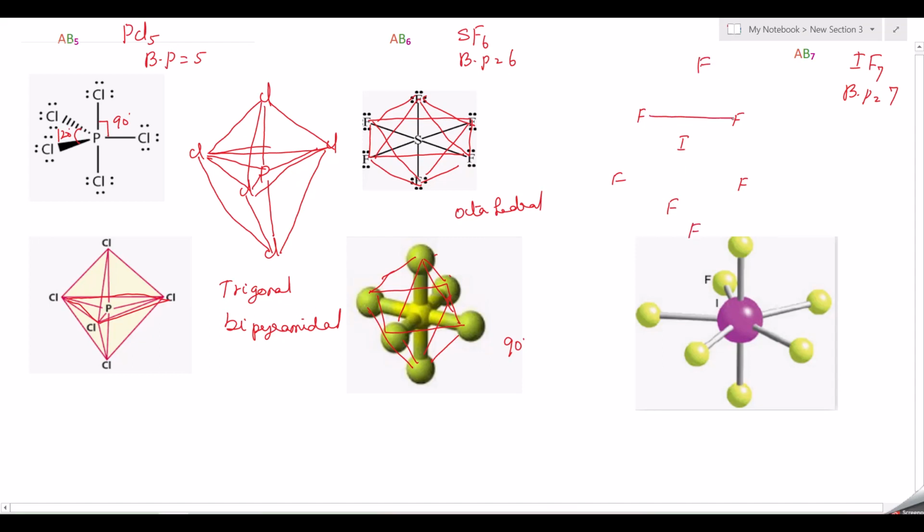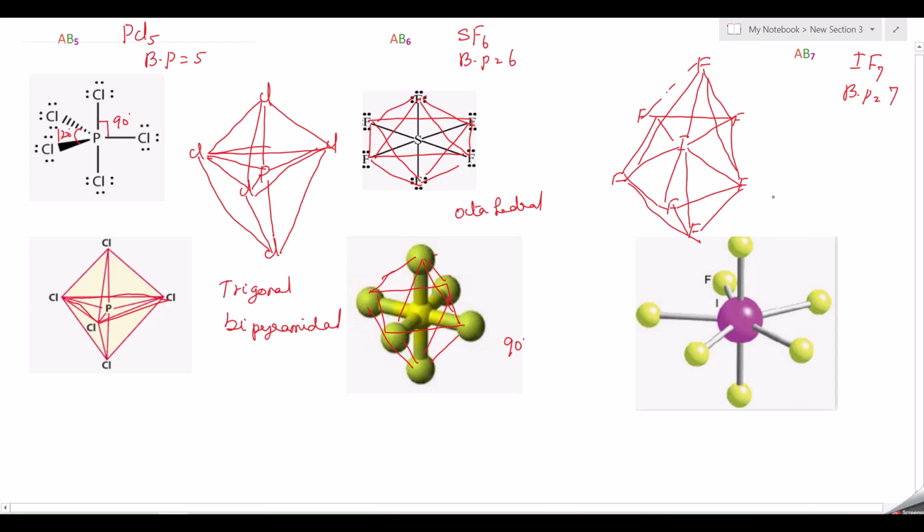So when you connect these 5 fluorine atoms, you will be getting a pentagon structure. So you have pentagonal geometry here. Now one will be above. So when you join all these things, you will be getting a pyramidal shape. Then one will be at the bottom. So when you join everything, you will be getting one more pyramid.